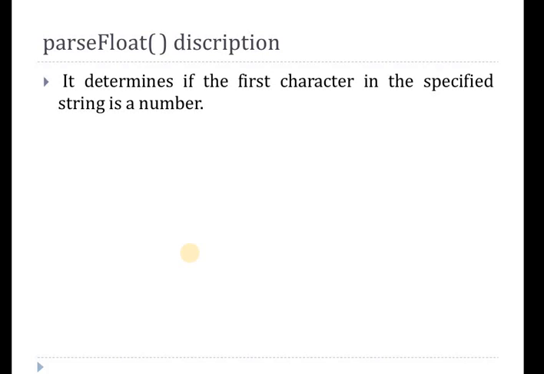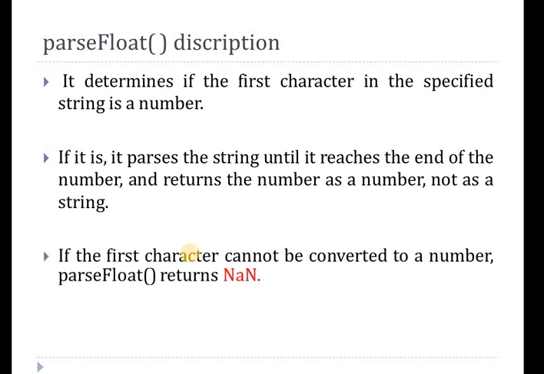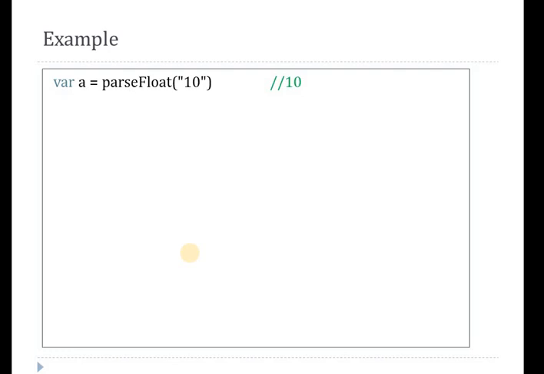This function determines if the first character in the specified string is a number. If it is, it parses the string until it reaches the end of the number and returns the number as a number, not as a string. You are passing a string, but it checks it, parses it, converts the string to a number, and you get that number as the return value. If the first character cannot be converted to a number, then parseFloat will return NaN, not a number. Now let's see one example of it.